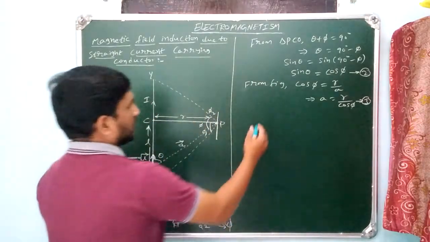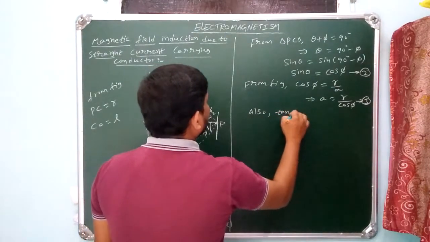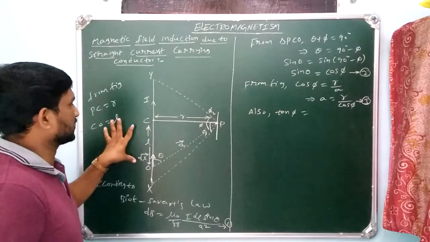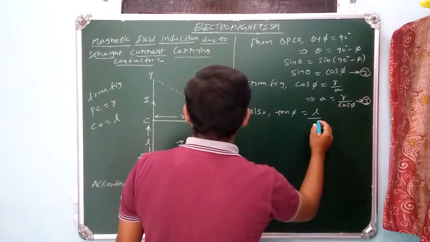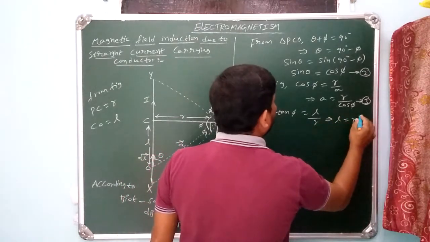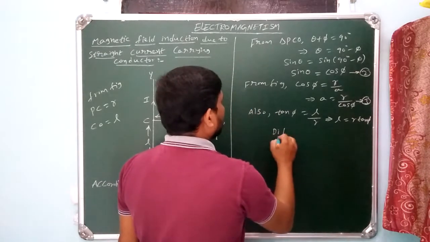Now from the same figure, we write the tan function. Tan phi is equal to the opposite side by the adjacent side, that is OC by PC. The OC distance is L and the PC distance is R. From this we write L is equal to R into tan phi. Now differentiating the above equation.